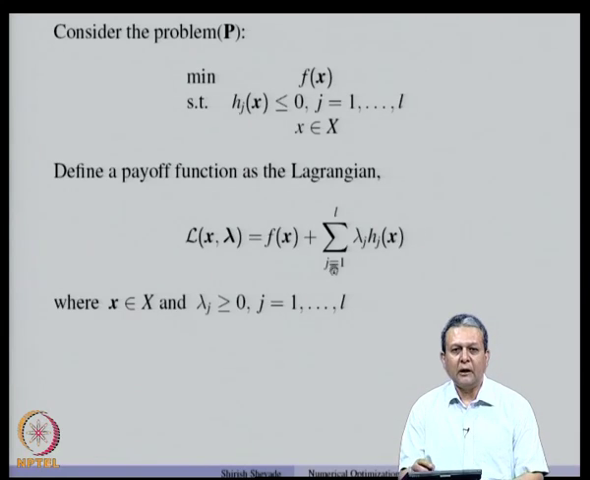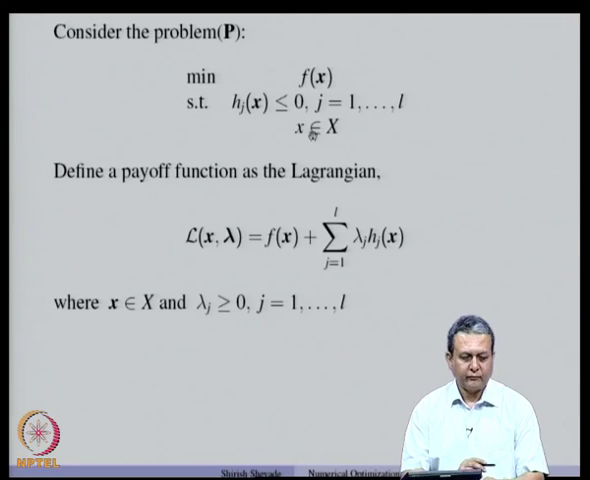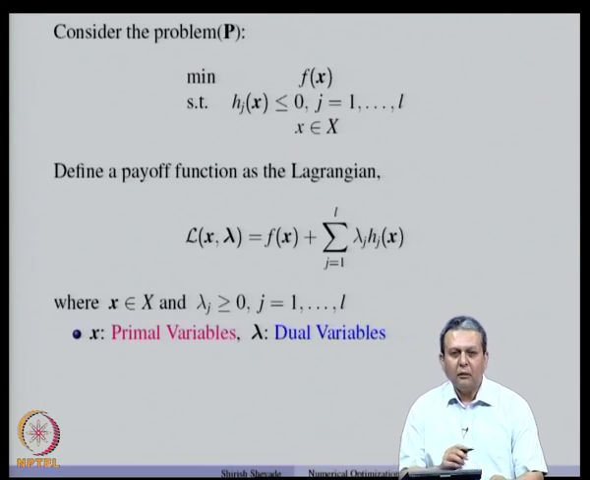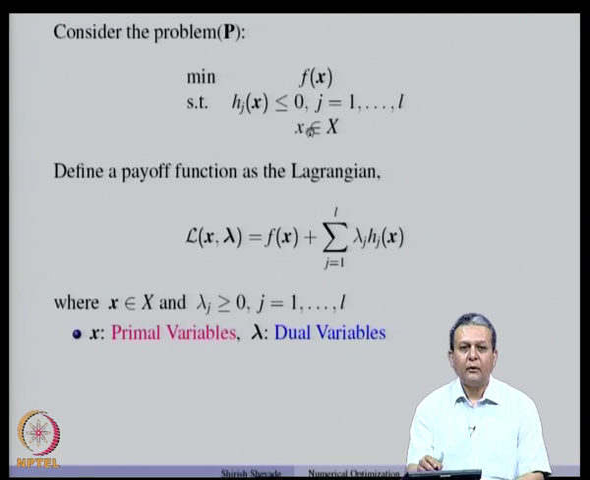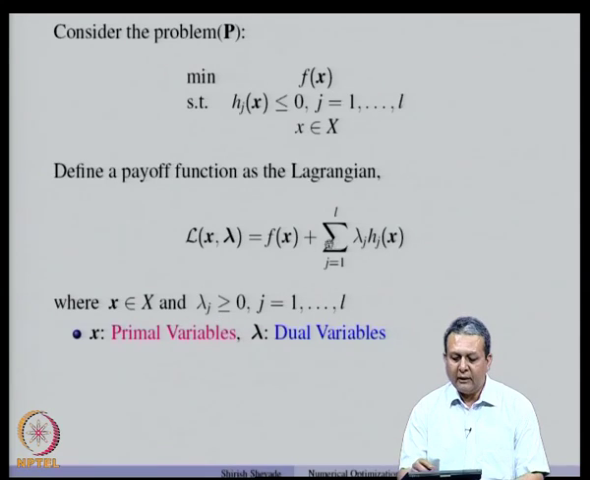So, in our discussion, this Lagrangian function will act as a payoff function for this problem. Now, the variable x associated with this problem is called the primal variable, and the variable lambda, which is a Lagrangian multiplier corresponding to the constraints, is called the dual variable.